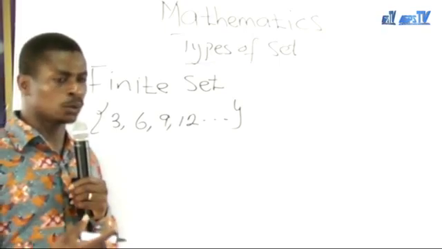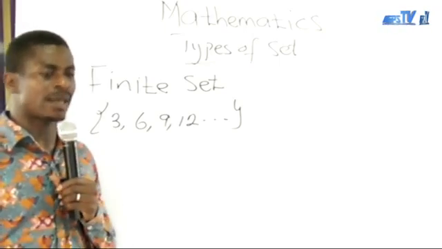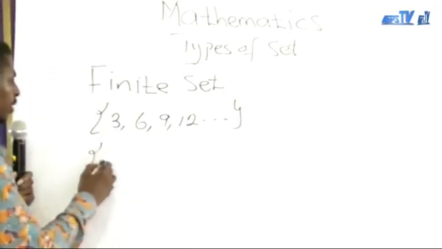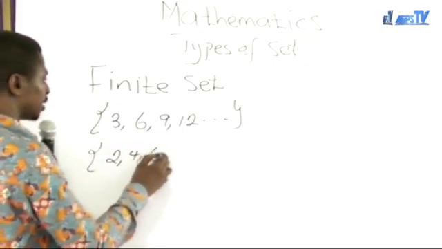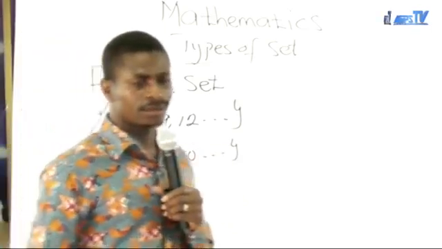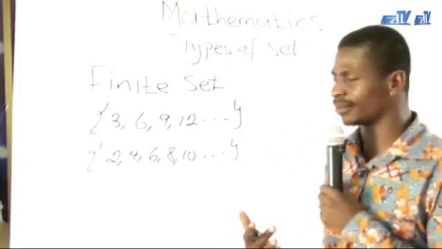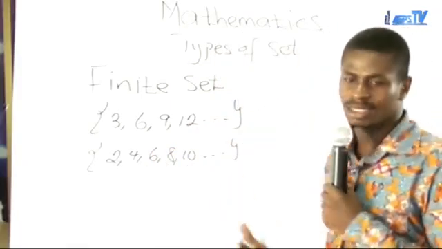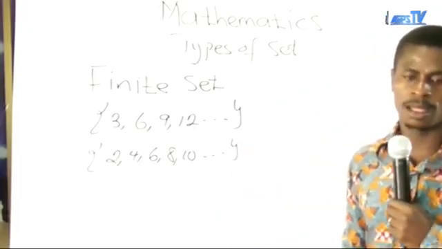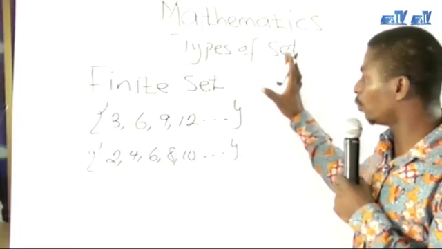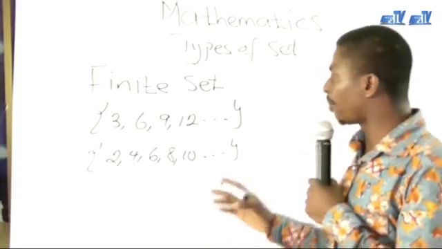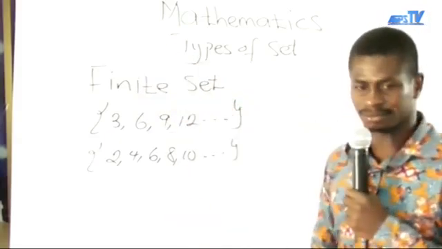Once again, when I ask you to give me the set of even numbers, you are also most likely to give me 2, 4, 6, 8, 10, and so on and so forth. So clearly, you know that there are certain types of sets. When you are asked to find the last member, it will be difficult for the last member to be identified or found. And such a set is what we refer to as an infinite set. But let me come back, because we are talking about a finite set.